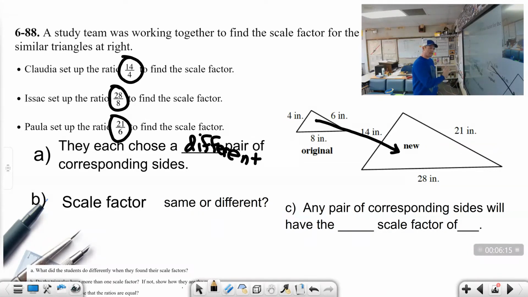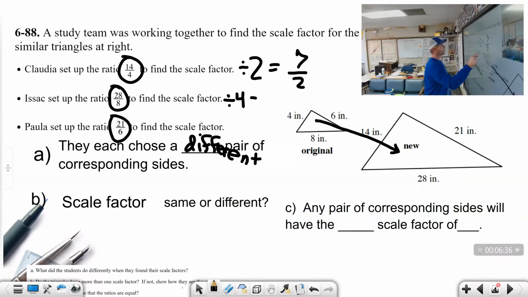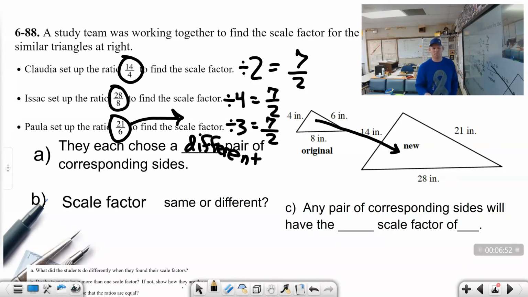Is the scale factor any different? I want you to notice 14 over 4 can be simplified by dividing by 2, and you would end up with 7 over 2. If you took 28 eighths and divided by 4, you would get 7 over 2. If you took 21 sixths and divided by 3, you would get 7 over 2. I want you to notice the scale factor is the same.